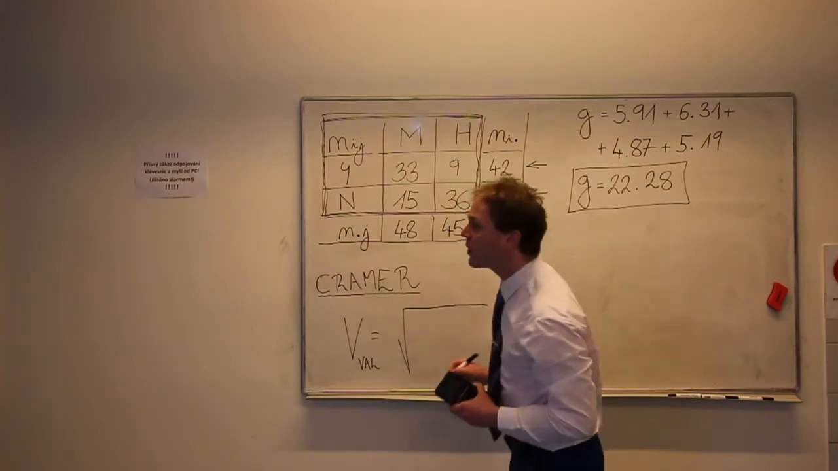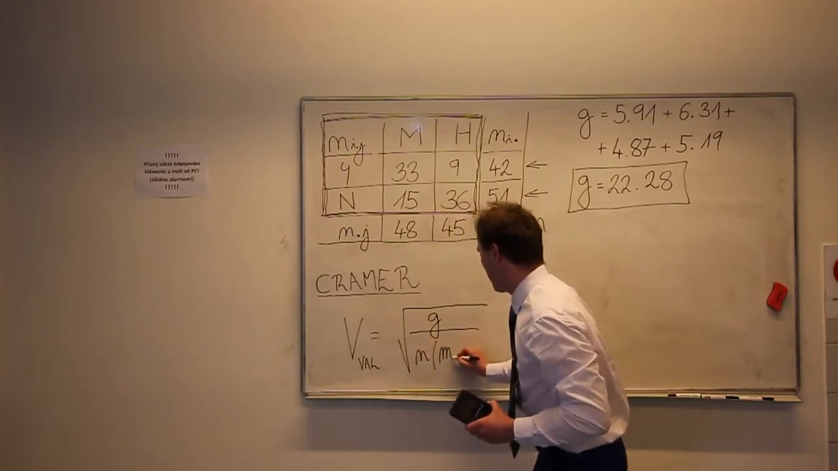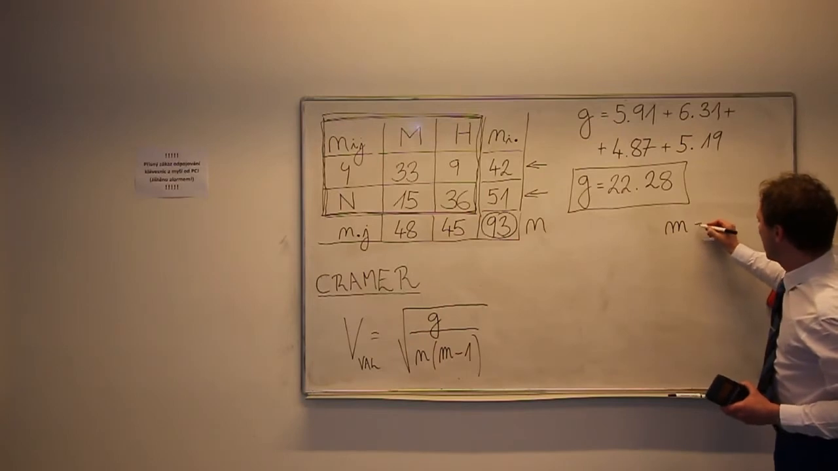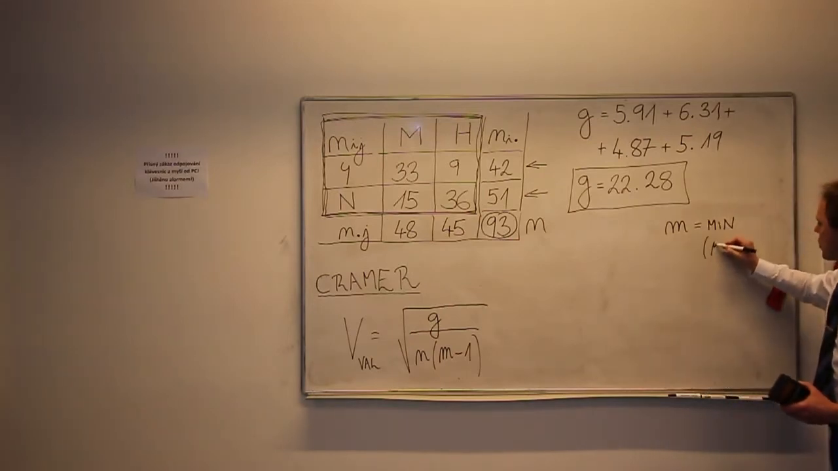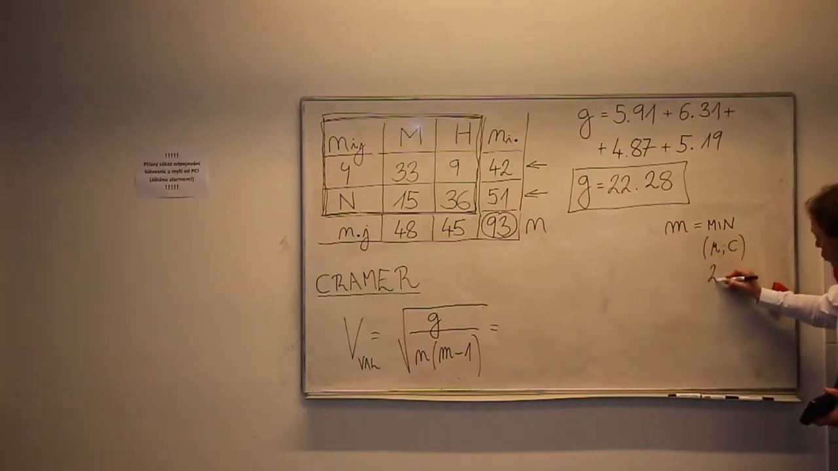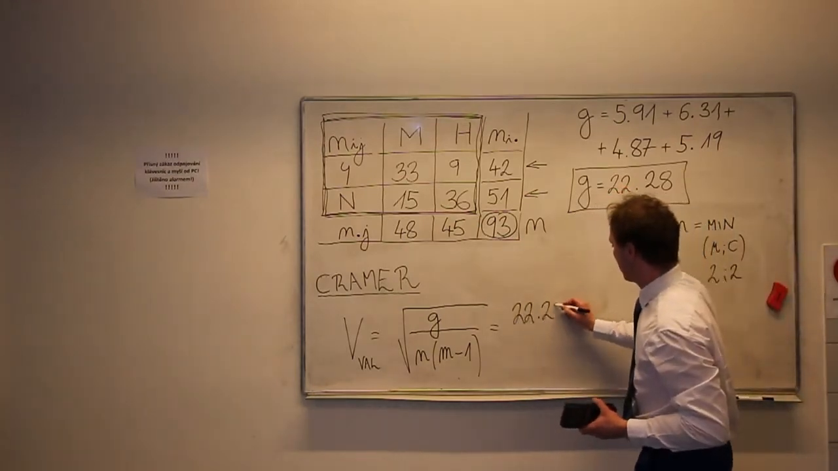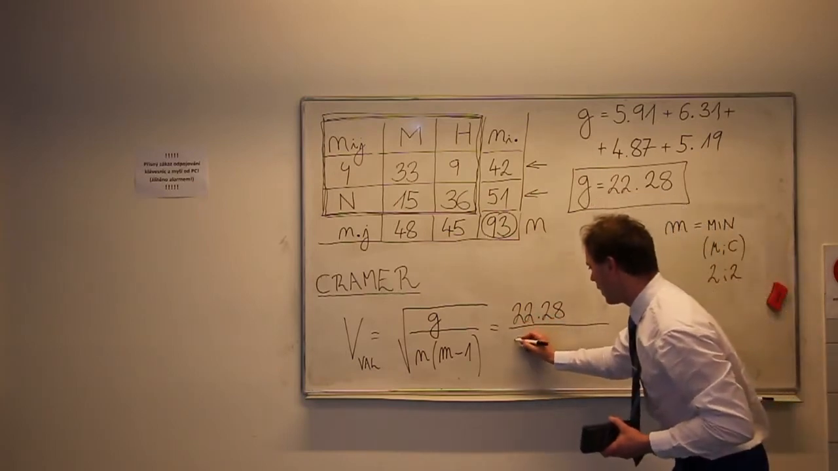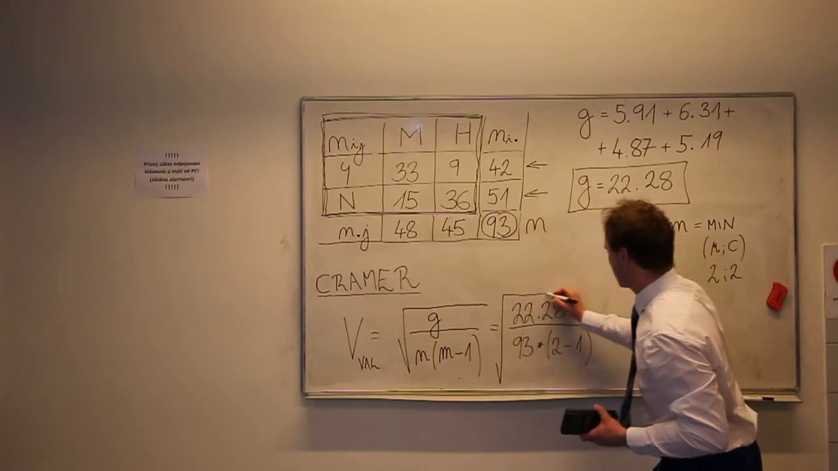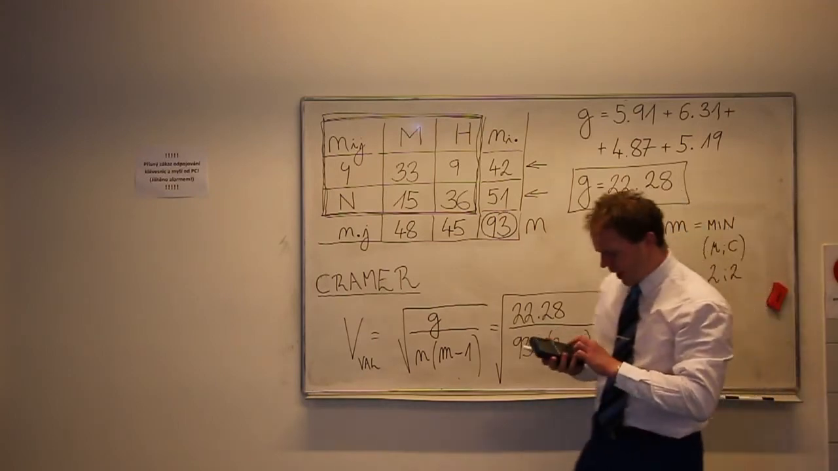There is a square root, and we have here statistic G divided by N times M minus 1. Again, this M is the minimum from rows and columns. So again, this value will be 2. We have here 2 rows and 2 columns. So statistic G, 22.28 divided by 93 patients times 2 minus 1, and there is the root. So again, I will use, for example, 4 decimals, and we will solve this.